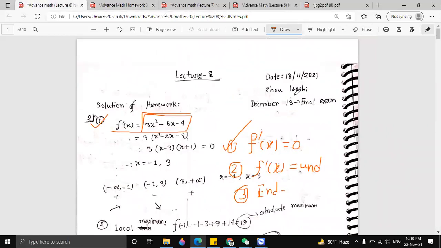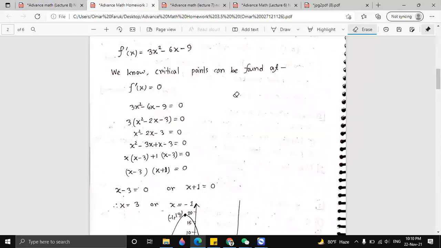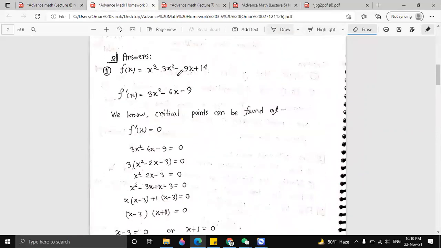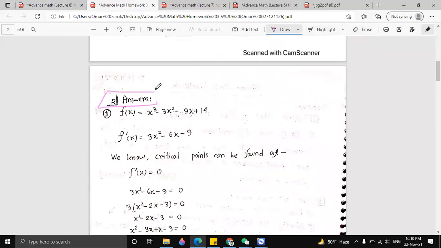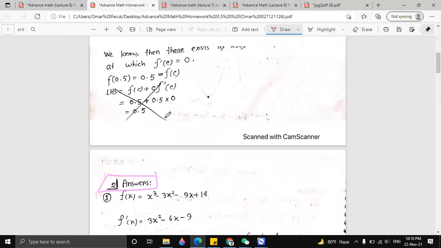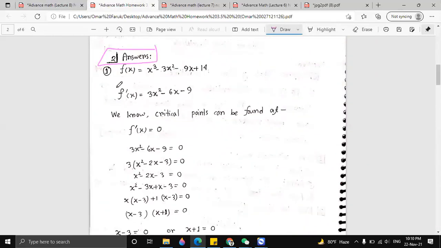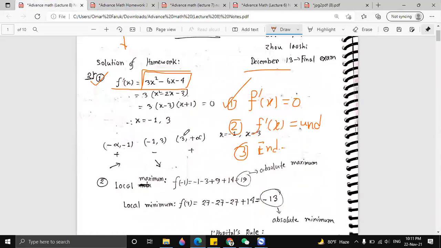Oh, sorry. This is the final exam of December 13th. So, oh, no, not this one. So, this one here, okay? Here. Okay. So, this is the answers. So, we have f(x) equal to x cubed minus 3x squared minus 9x plus 14.